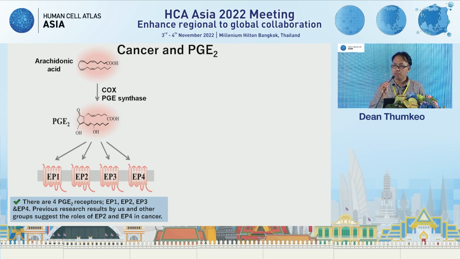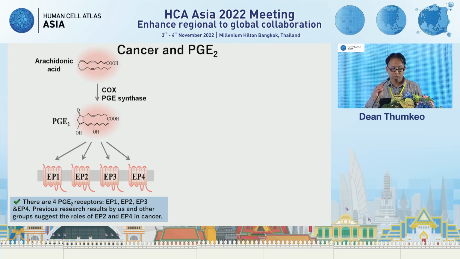PGE2 is a lipid mediator. It's generated from the fatty acid, arachidonic acid, through the catalytic activity of COX and PGE synthase enzymes. It was previously known that there are 4 cognate PGE2 receptors: EP1, EP2, EP3, and EP4. Previous research results by us and another group suggest that EP2 and EP4 are highly expressed in tumor-infiltrating immune cells in different human cancers.